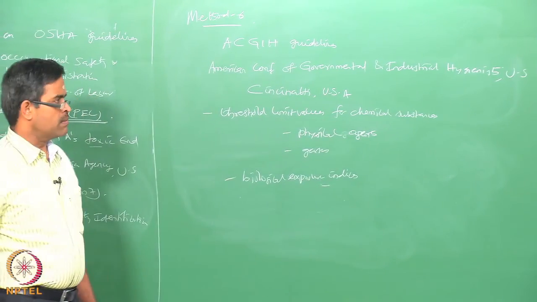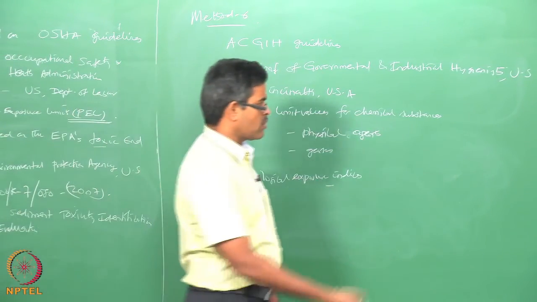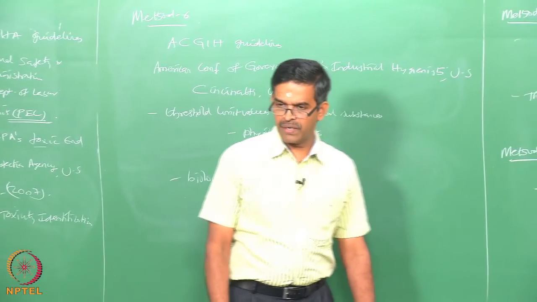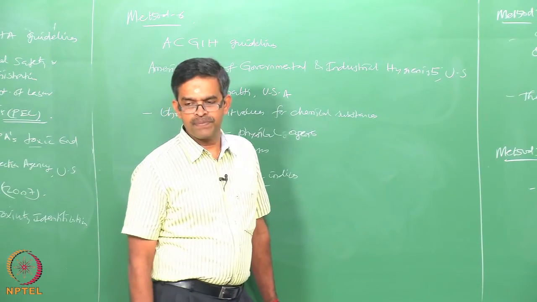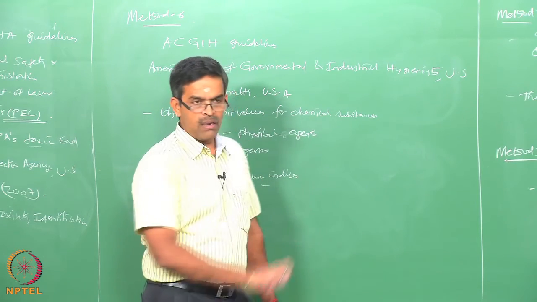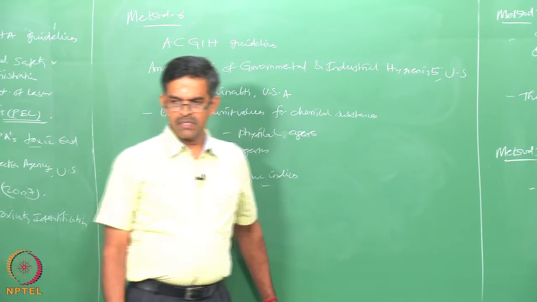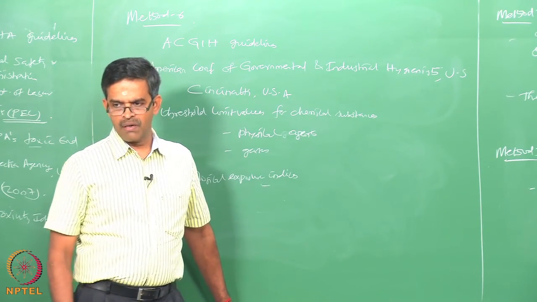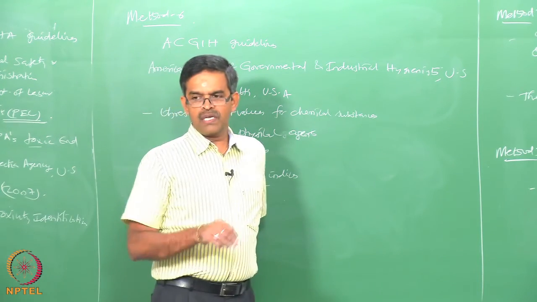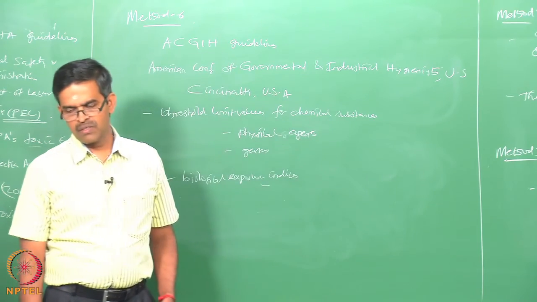So, ladies and gentlemen, by these 6 methods, or any one of these methods, one can quantify the permissible exposure limit of a toxic chemical which can be released in the environment, which can be sustained by a human being without causing any irreversible effects on his health.